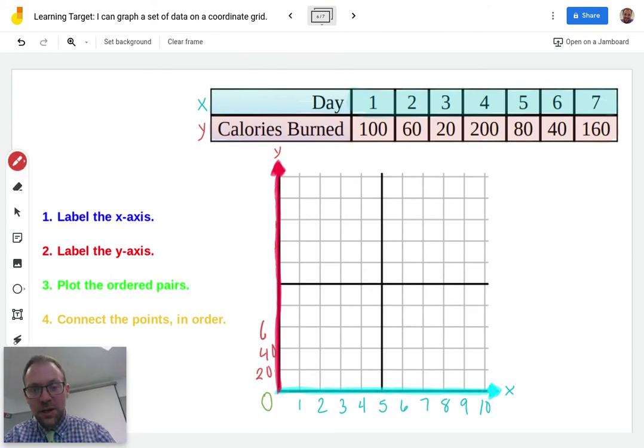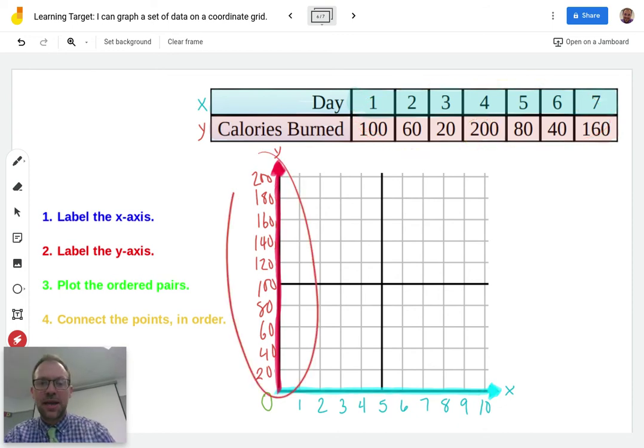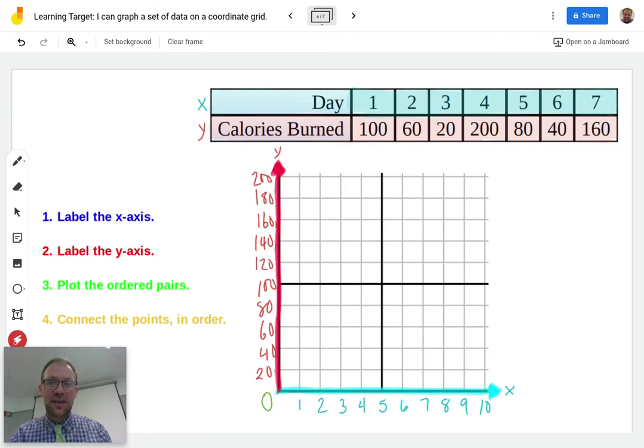20, 40, 60, 80, 100, 120, 140, 160, 180, and 200. And now I can fit all of the points that will be plotted by these ordered pairs, including the one that includes the number 200 on this y-axis. So that's the trick here today. It's going to be to study your data and figure out how to label your y-axis.